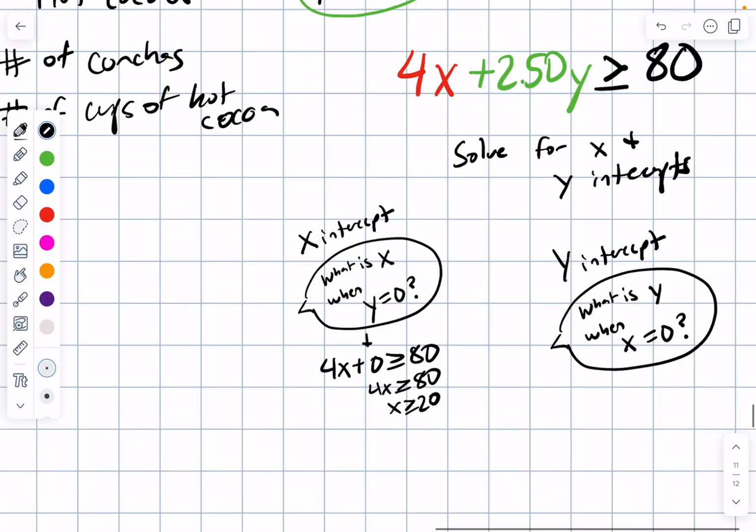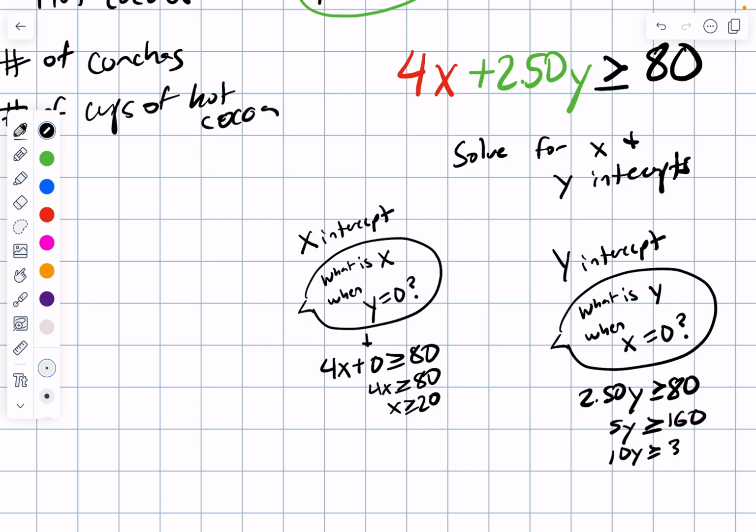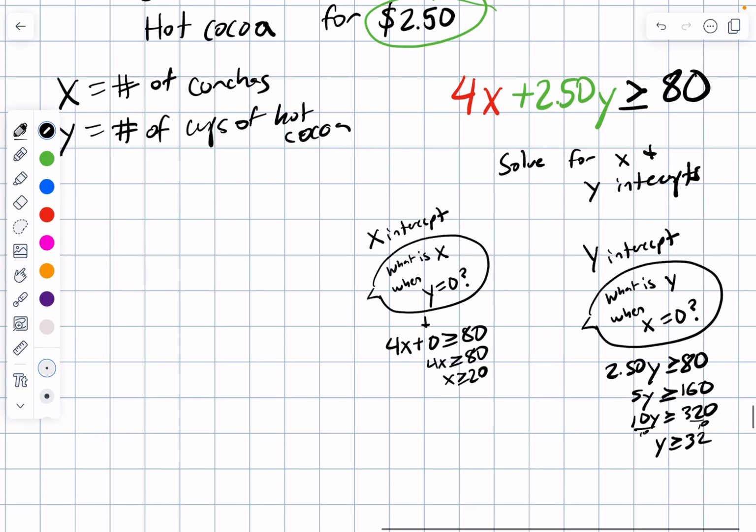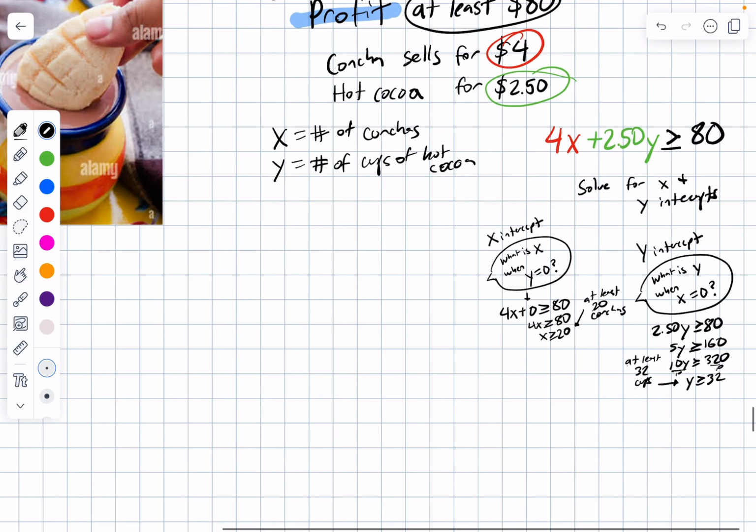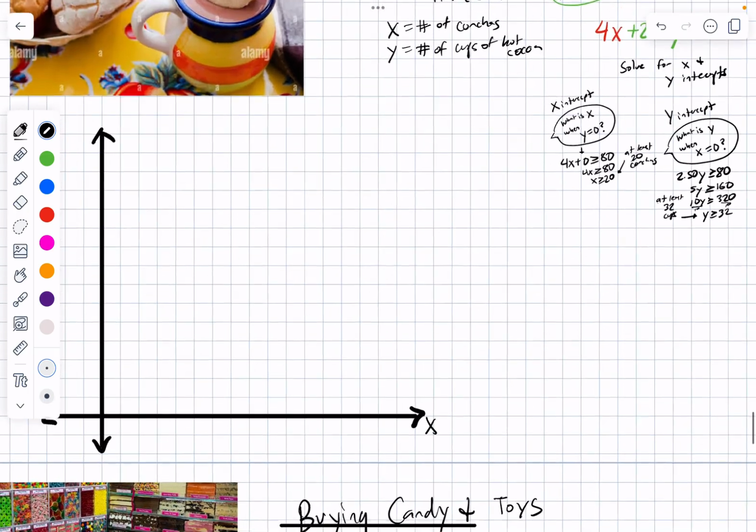What about y? When x is 0, that's going to be 2.50y is greater than or equal to 80. Let me double that. 5y is greater than or equal to 160. Let me double that again. 10y is greater than or equal to 320. Therefore, y is at least 32. So what does that mean in context? Well, y is the cups of chocolate. I would need to sell at least 32 cups of hot cocoa, or at least 20 conchas.